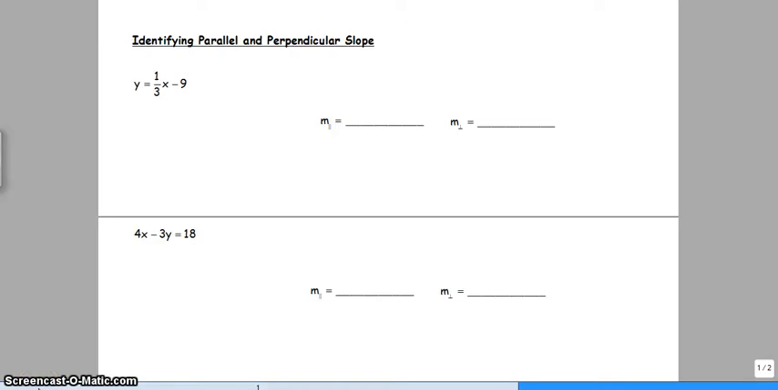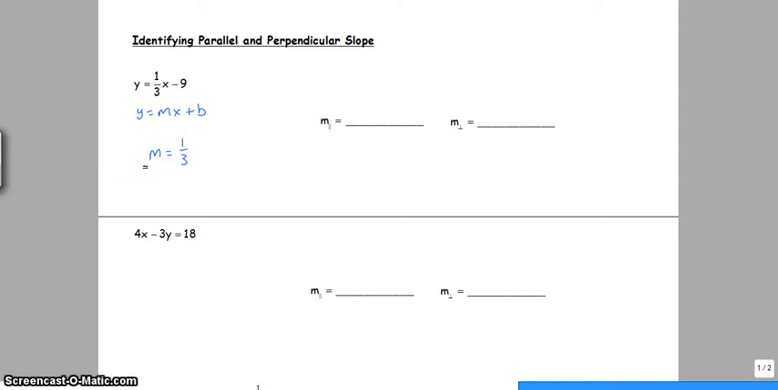As part of this chapter, we will ask you guys to identify parallel and perpendicular slopes of given lines. The three main types of lines or equations that we will give you are going to be examples that we go over now. First, we have a line that is in slope-intercept form. Remember, slope-intercept form is y equals mx plus b. M stands for your slope. In this case, your slope of your given line is 1/3.